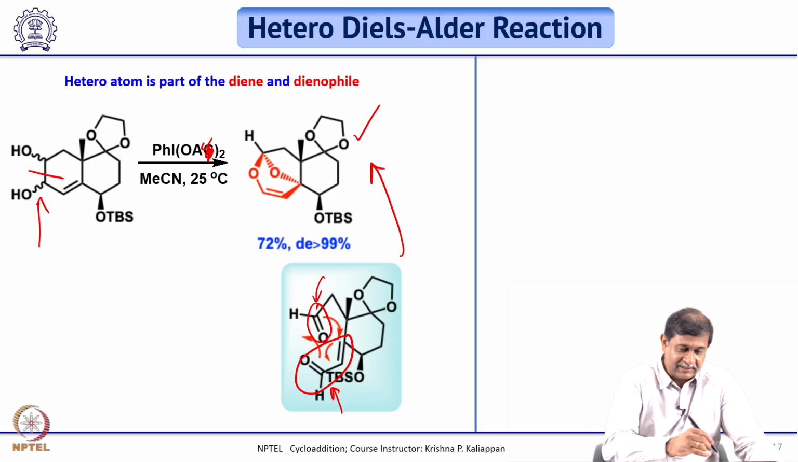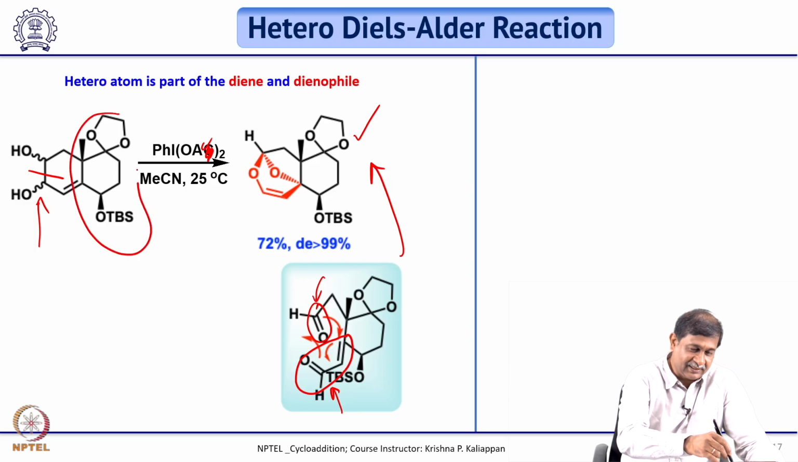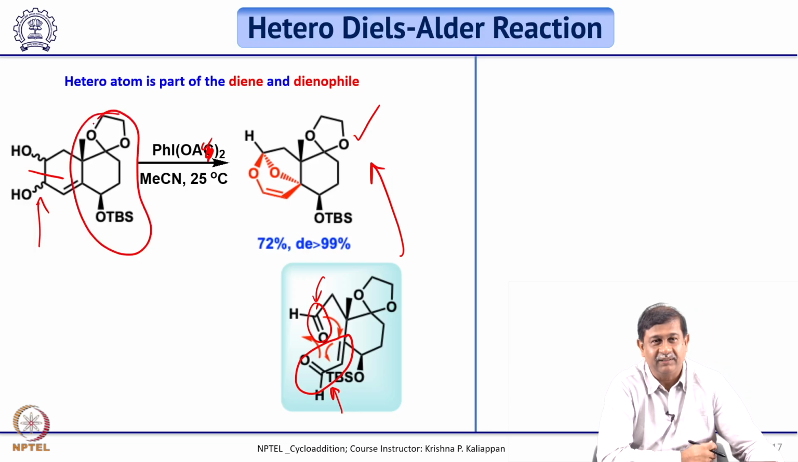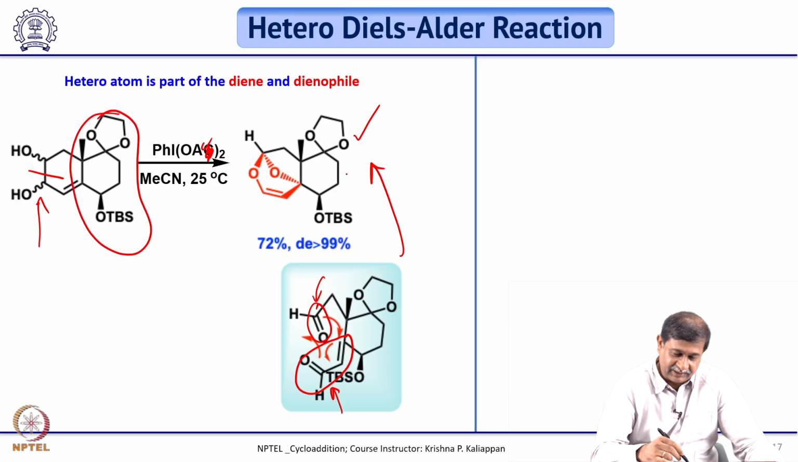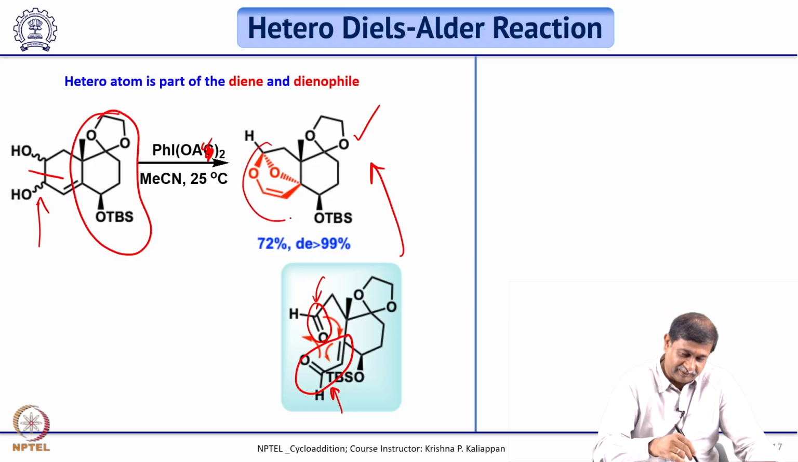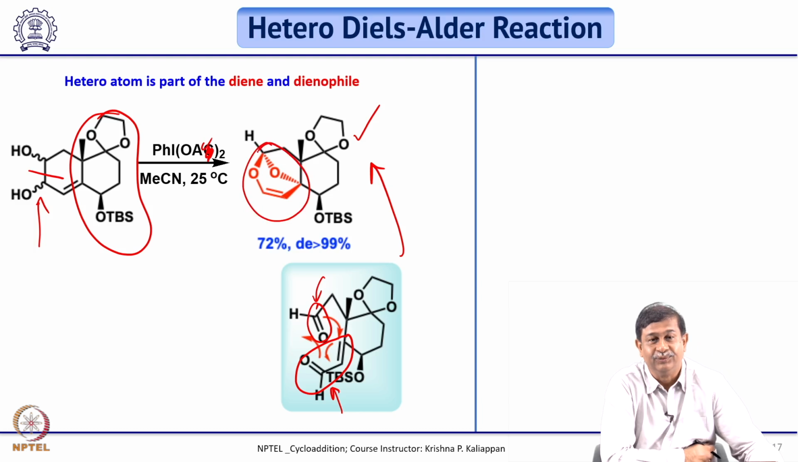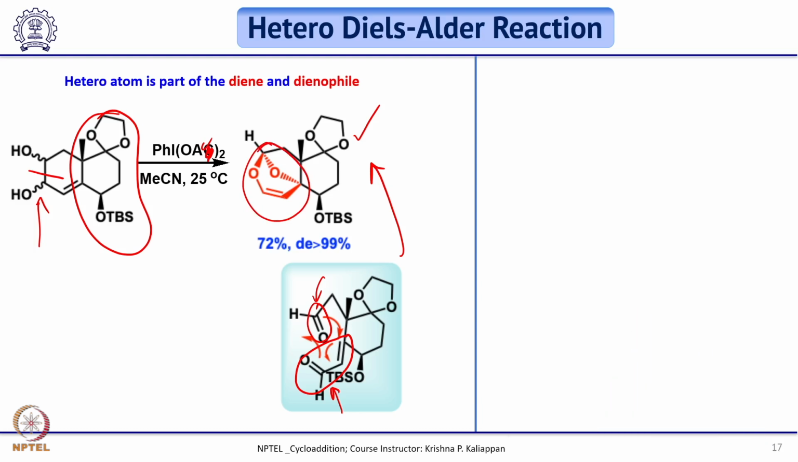Okay. Since the stereochemistry is determined by the stereocenters on the other ring, one can fix the stereochemistry of the newly formed chiral center. Okay. So there are many examples of hetero Diels-Alder reaction.